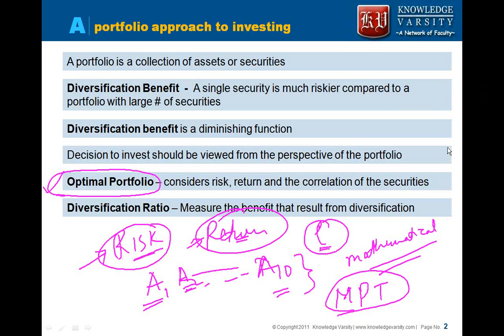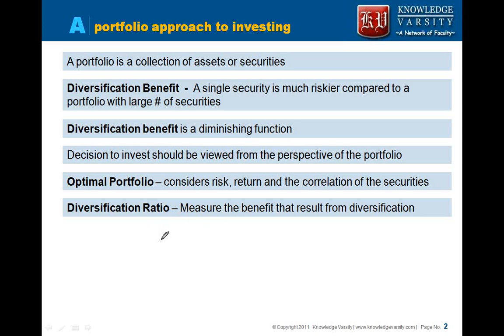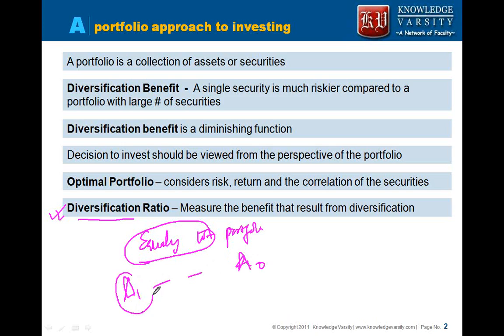Okay, next is how do you find out how much diversification a portfolio has created. So there is a concept of diversification ratio. Please note that the LOS does not ask you to compute the diversification ratio. Only an understanding of the diversification ratio is required. Now what is a diversification ratio? It is a ratio of the standard deviation of the equally weighted portfolio. Equally weighted means all the stocks, if there are A1, A2 to A10, will have the same weight. So here each of them will have 10% of the weight in the portfolio.